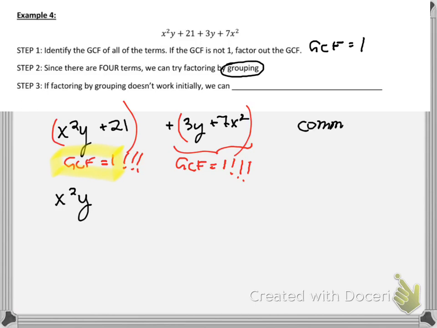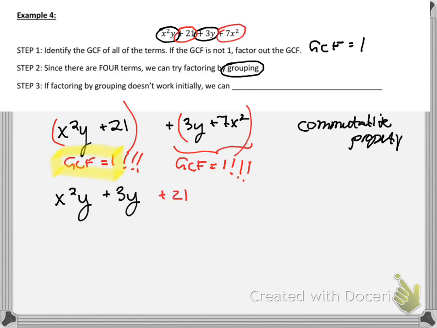Okay, if you want to be formal about that, this is the commutative property of addition, which literally says that we can move things around or they can commute. Okay, so instead of grouping our x squared y with the 21, we're going to match him up with this plus 3y. We'll bump those 2 together and see if those 2 have anything in common. Okay, and then we'll move the 21 over here and put that guy with 7x squared and see if those 2 have anything in common. Okay, so this is our new grouping.